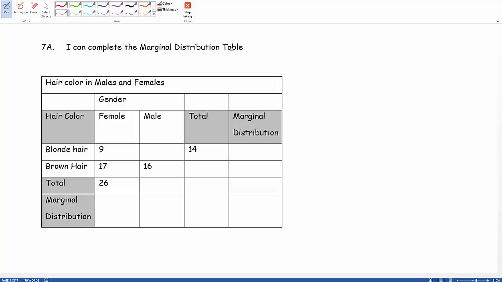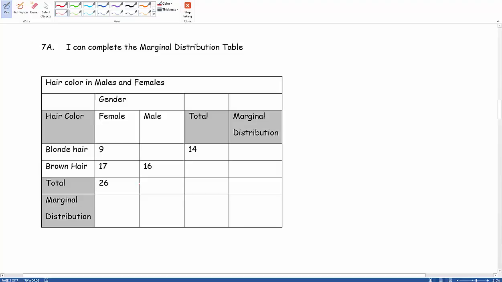Here we are at problem 7a from our target 3. We're asked to complete the following marginal distribution table. Now, in just looking at our distribution table, we notice that we are looking at hair colors for males and females. And in this category, we notice the females and their corresponding hair color. And likewise, the male, we're actually missing some.